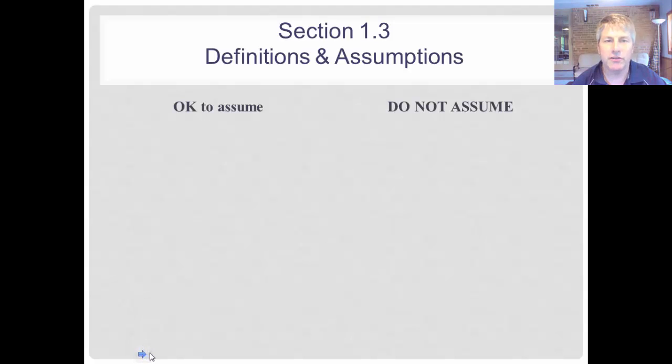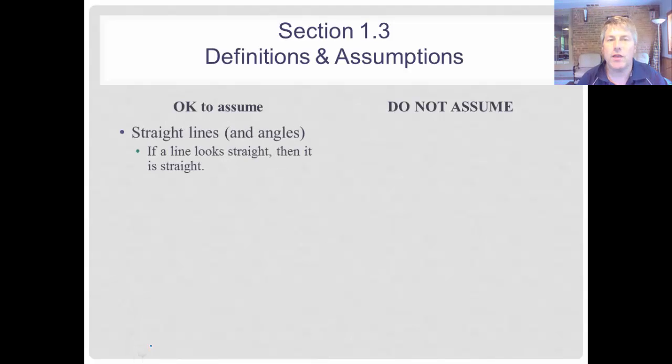On to our assumptions. There are things we can and can't assume in geometry, and we will be able to use this throughout the rest of the year. It is okay to assume straight lines and angles. So if a line looks straight, then it's straight.